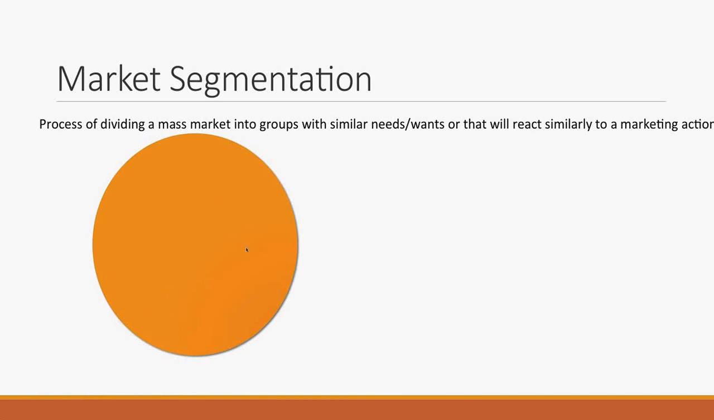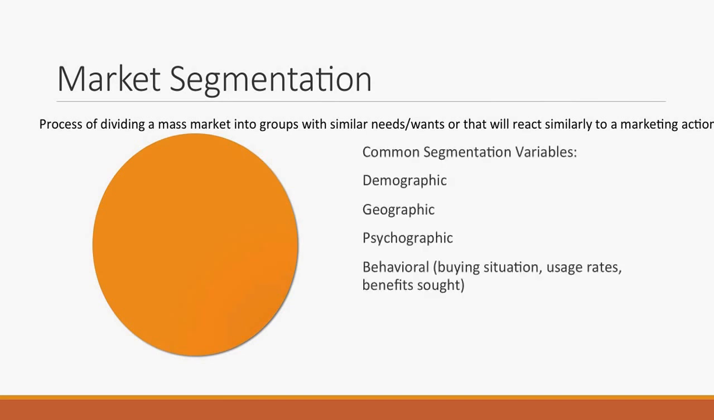And that means that we just look at the mass market and we divide it into groups with similar needs or wants, or groups that will react similarly to marketing actions. So the question is, how do you go about dividing that mass market? And we are going to present and discuss several common segmentation variables. One common segmentation variable is demographics. For example, do men and women buy different types of products? Do people of different age groups or races buy different types of products? So one way to segment a market is demographically.